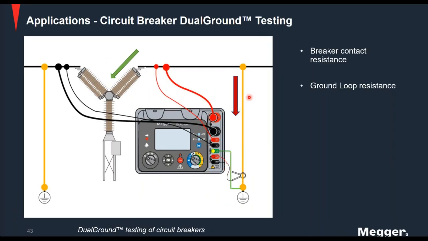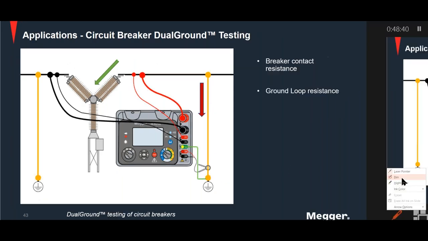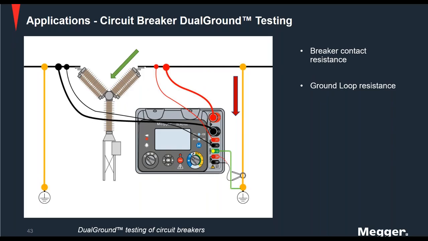So this current is measured and fed back to the device through the CT. Now, once that current is measured and fed back, the DLRO will recalculate the amount of current that's flowing through the breaker, and this will give you more accurate and stable readings.